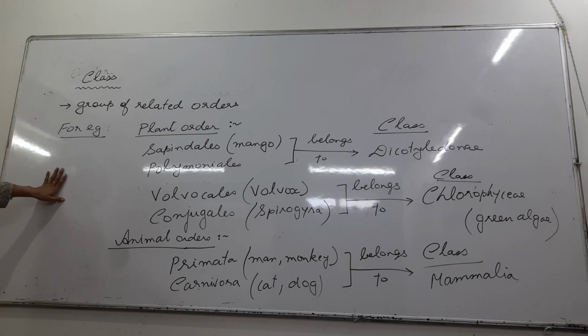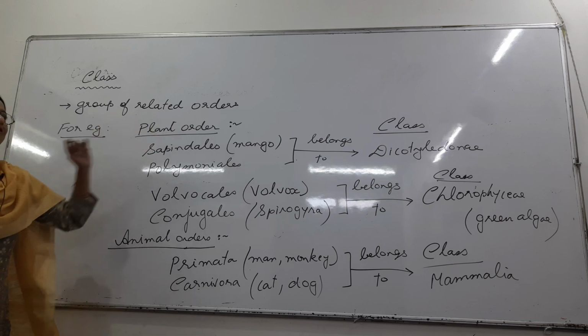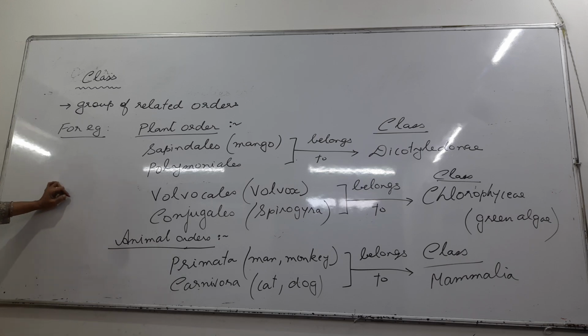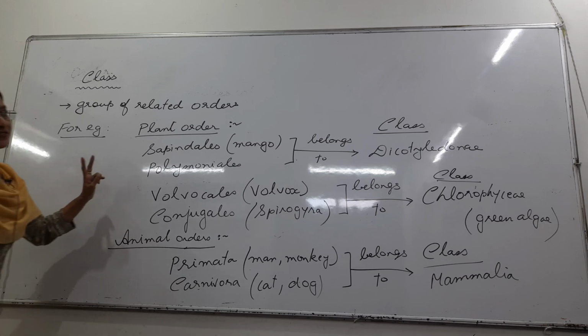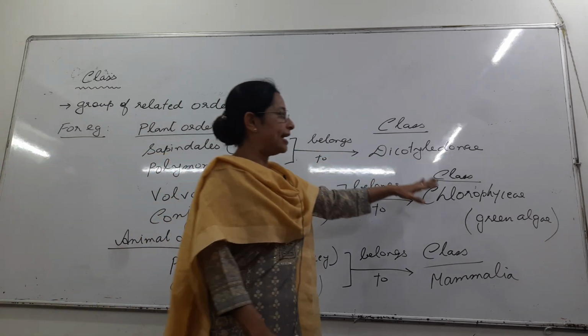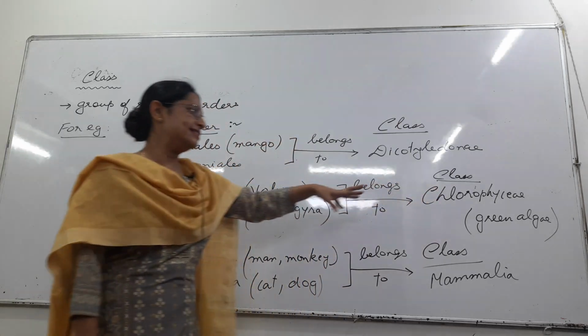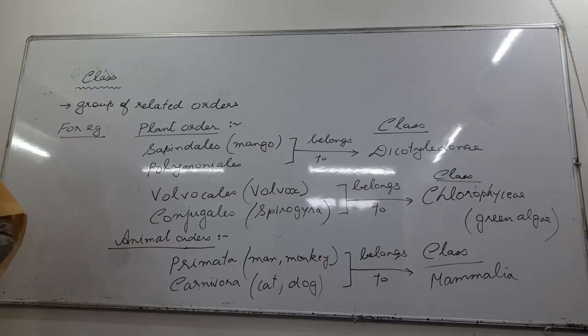So, a group of orders will form a class. Some examples of orders belonging to a specific class, right. In case of plants, we have given two examples of classes, one being dicot and the other being Chlorophyceae. Chlorophyceae is something that we will learn when we study the plant kingdom. The third chapter would be plant kingdom.